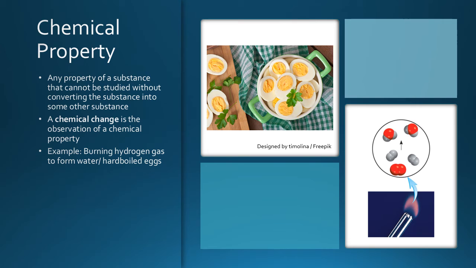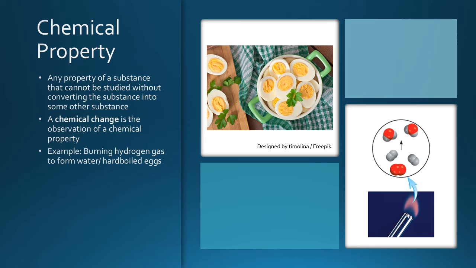A chemical property is any property of a substance that cannot be studied without converting the substance to some other substance. And a chemical change is the observation of a chemical property. One example is burning hydrogen gas to form water. Another example is when you start with a raw egg, put it into boiling water, and end up with hard-boiled eggs.